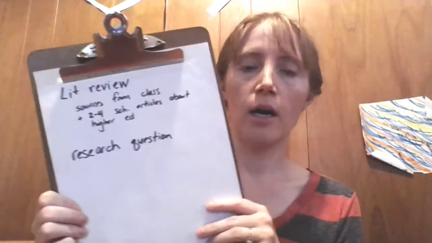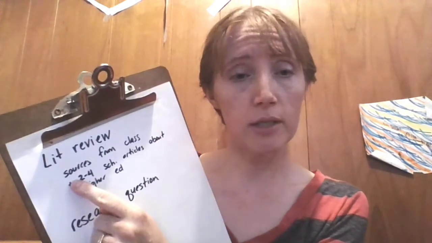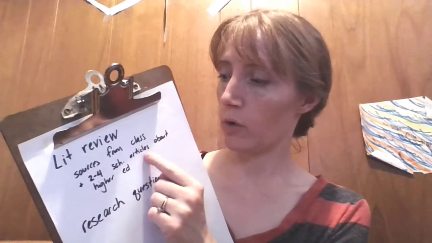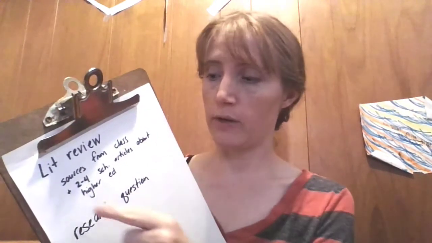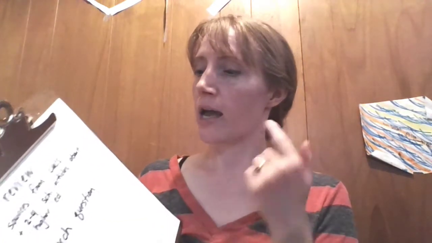When I'm preparing to write a literature review paper, I look at the assignment instructions on Canvas to make sure that I know exactly what I'm looking for. And when I was looking over those instructions, some of the things I noticed is that I'm going to use some of the sources that we read in class, but I also need to find 2 to 4 scholarly articles that are about my field specifically, which in my case is higher education. And so before I go looking for those sources, I need a research question.